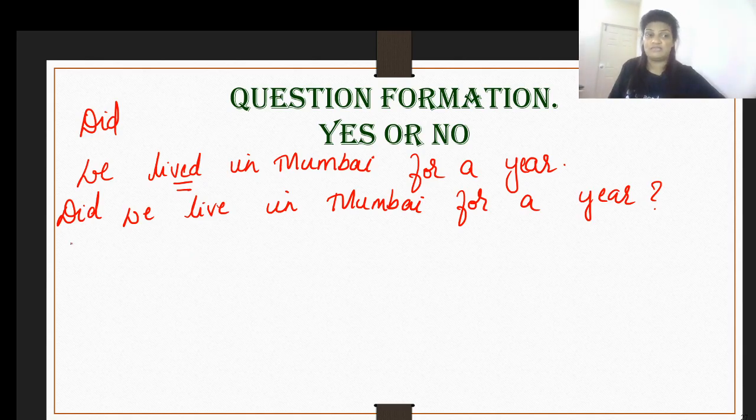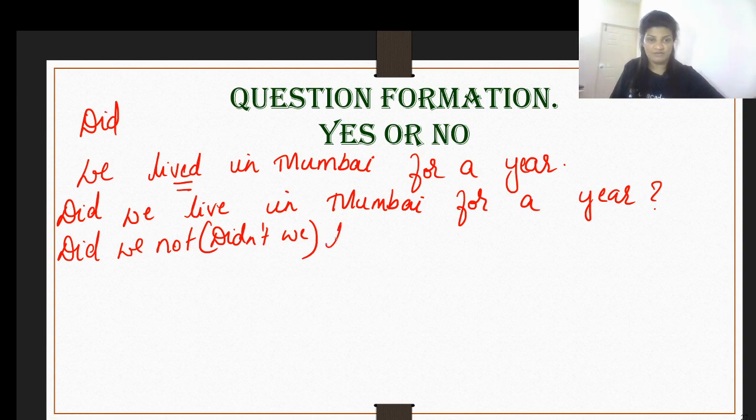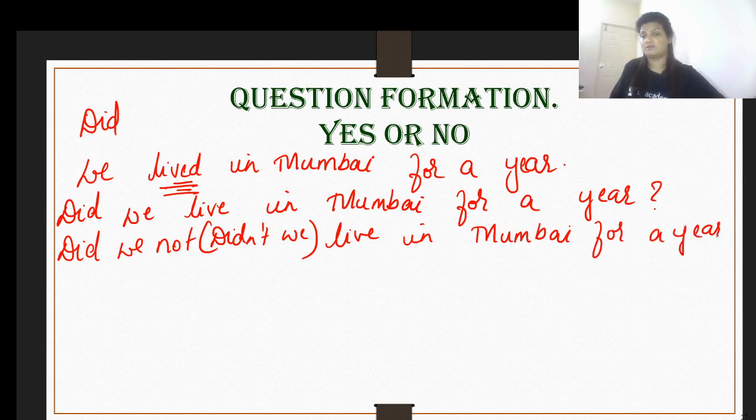How will you make that as a negative? Well, all you do is you bring in the negative word. Did we not? Or you can also make it as didn't. Didn't we live? Do not convert the past tense into root verb. Didn't we live in Mumbai for a year? And there you go with a question mark.